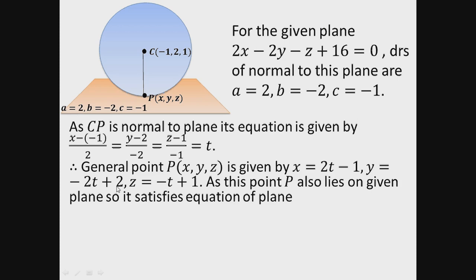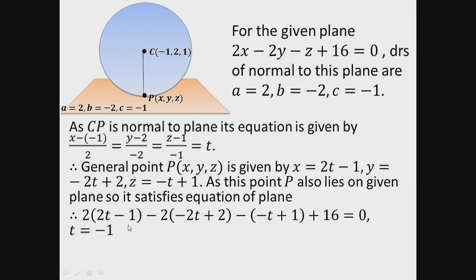And taking third and last term, we get z equal to minus t plus 1. Now this point P lies on the line as well as on the plane, so it must satisfy the equation of the plane also. So you can put this point into the equation of the plane. That gives us 2 into (2t minus 1) minus 2 into (minus 2t plus 2) minus (t plus 1) plus 16 equal to 0.